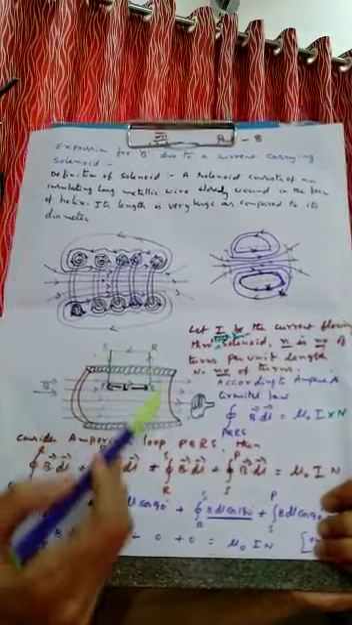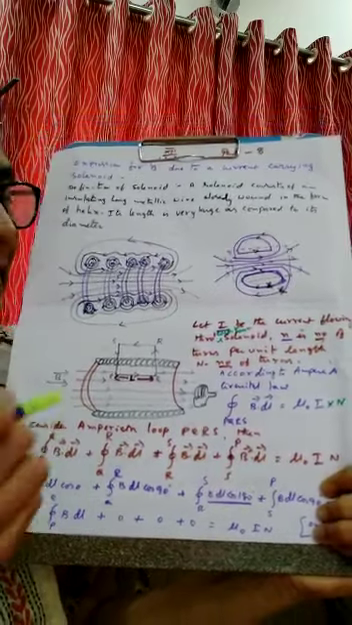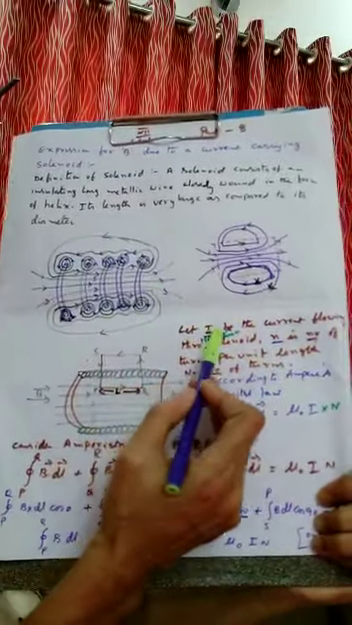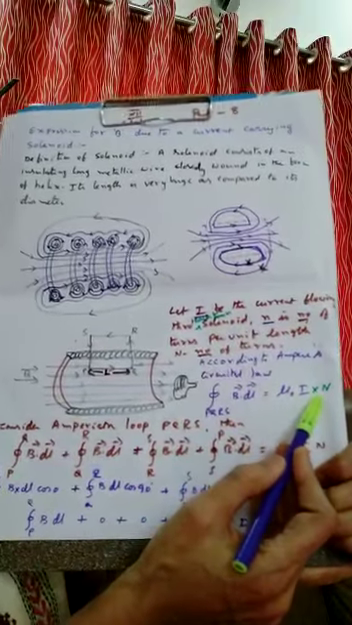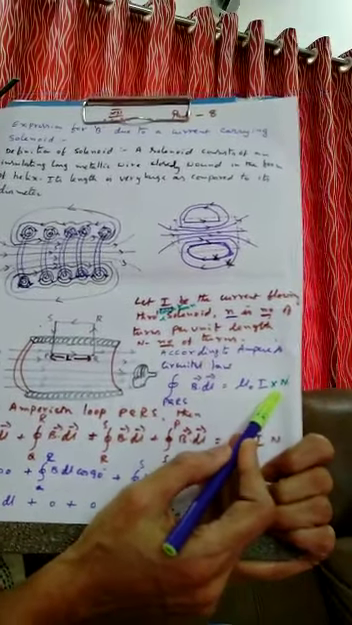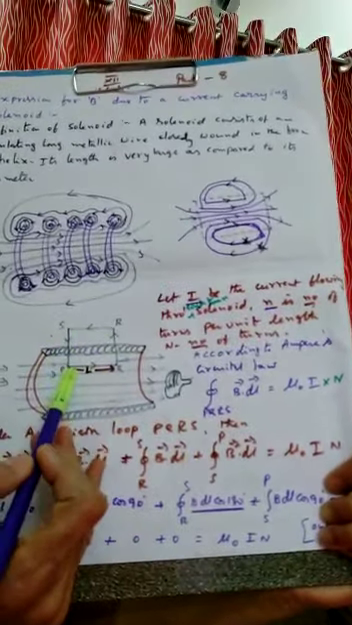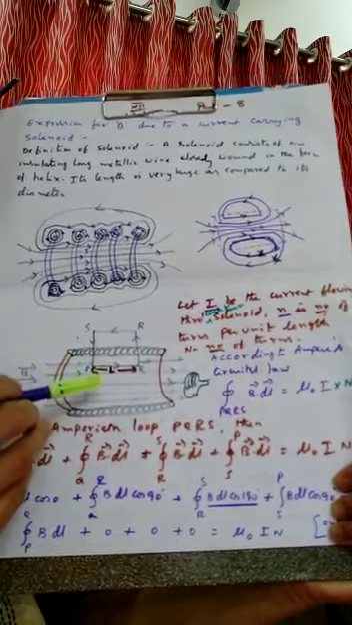How much current is carried by the solenoid? Each loop carries current I. How many turns are there? Capital N. So what is the total current? N into I. In this way we have to calculate. So, considering a loop PQRS, an Amperian loop, in which the three conditions are obeyed.